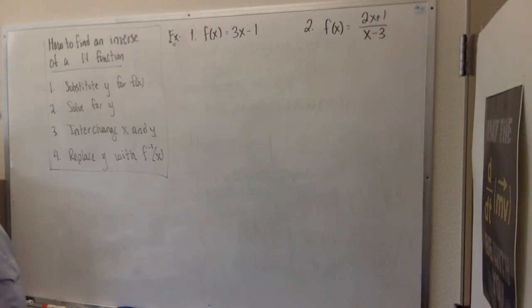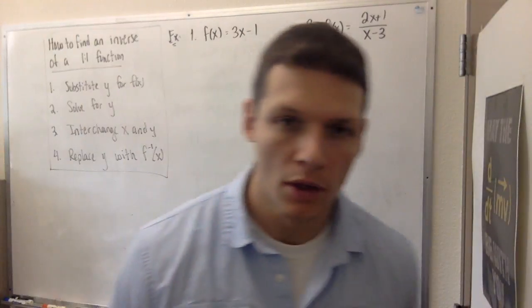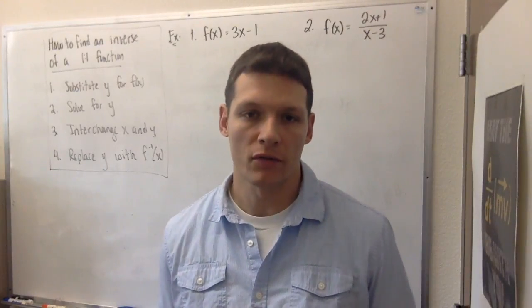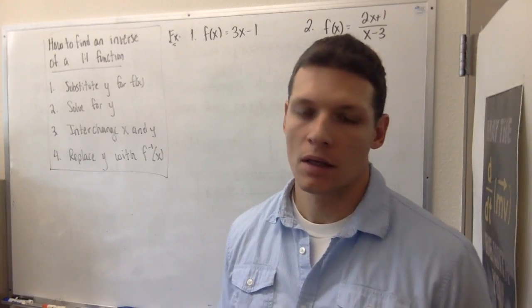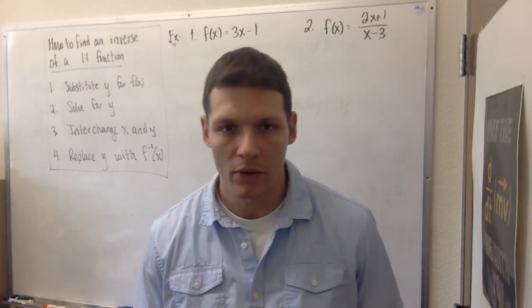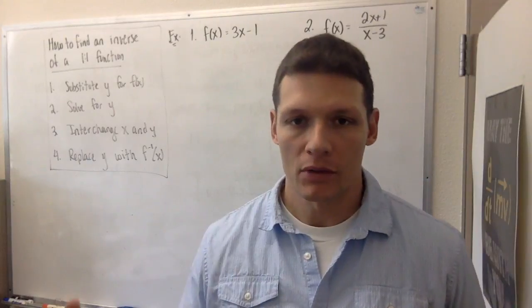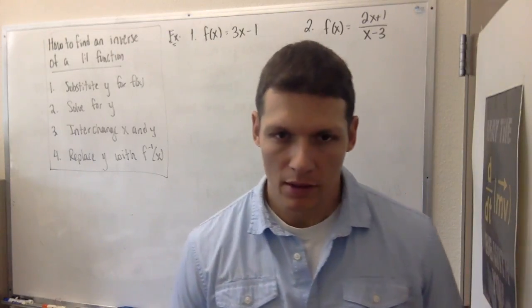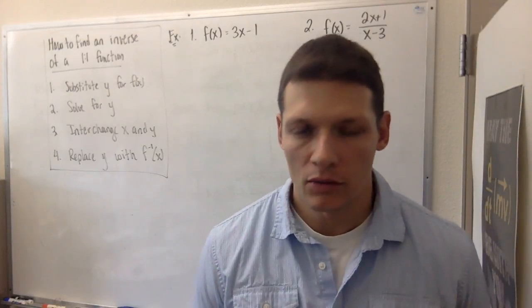Okay, so let's talk about how to find an inverse function. Well, the first thing that you do is, given a function f of x, you substitute y for f of x. After you do that, you solve for that y value. The way you solve for that y value is isolate y, put everything else on the other side. And if it's already in that situation, that's great.